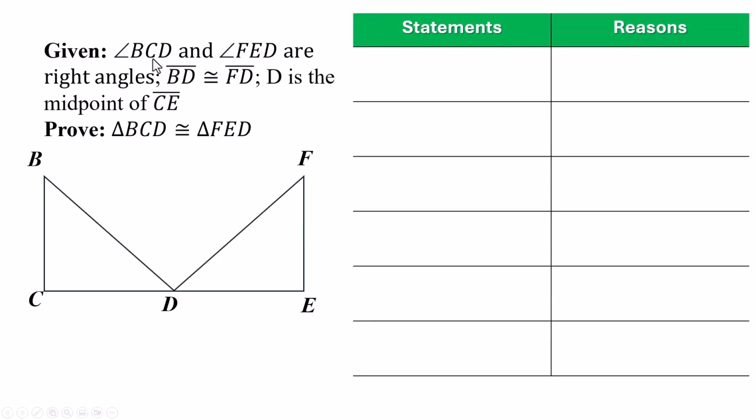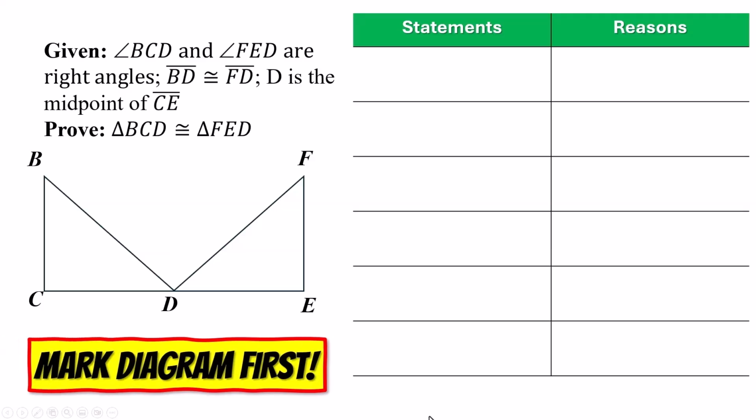Given that angle BCD and FED are right angles, BD is congruent to FD, and D is the midpoint of CE, prove that triangle BCD and triangle FED are congruent. Make sure you mark up your diagrams first. All right, BCD and FED are right angles, so let's mark those. BD is congruent to FD. Mark those up, and we've got D is the midpoint of CE. Midpoint is right here, D. Splits that in half, so we know that this side is congruent to that side. And we know we're going to use hypotenuse leg for this proof.